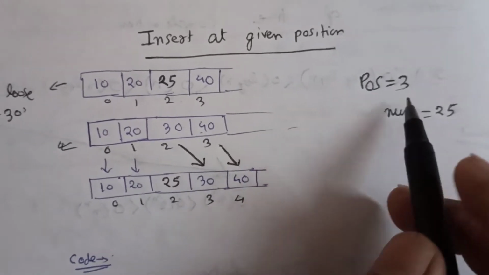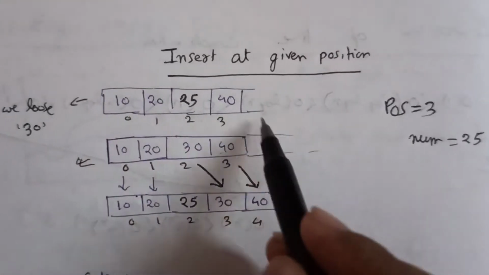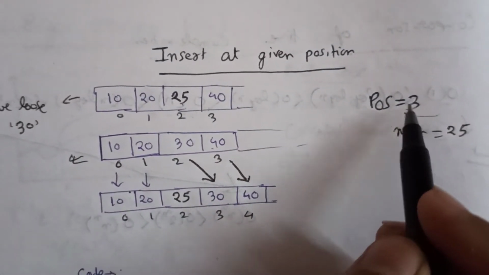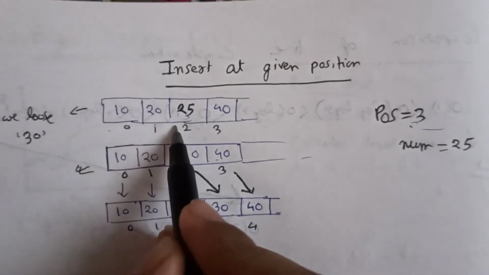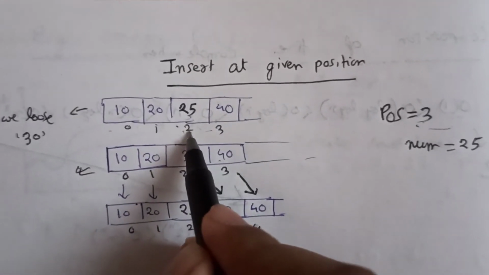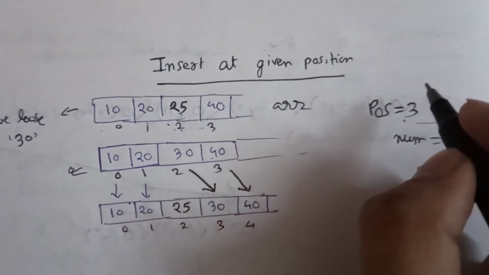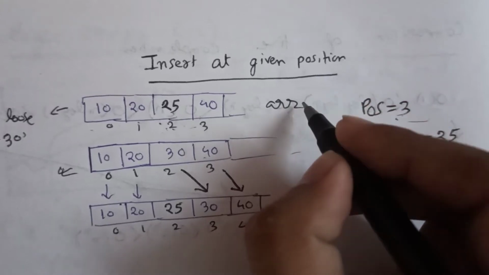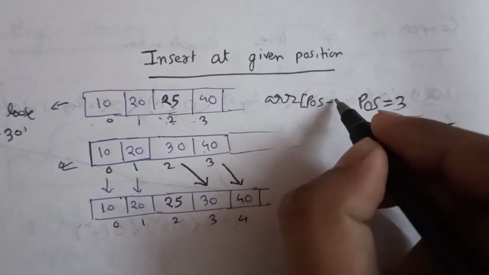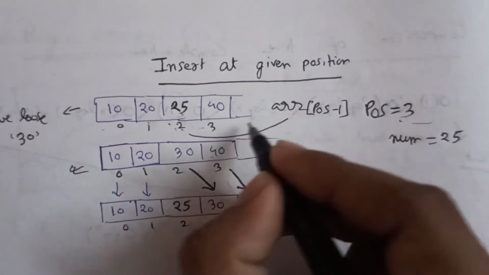So what are we going to do if we need to insert the element 25 at position 3? Position 3 means the third position, that is 0, 1, 2. So this is pos minus 1, 3 minus 1. As the array starts from index 0, the location of the position will be array of pos minus 1.